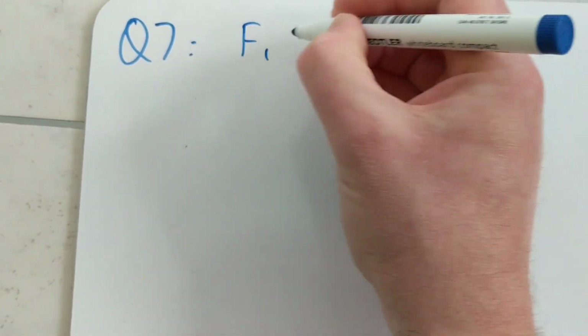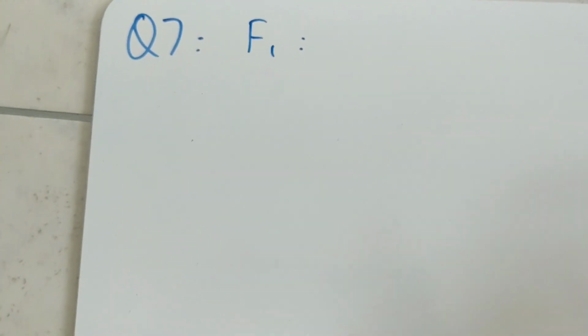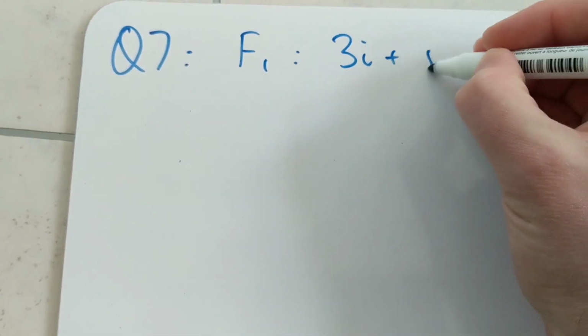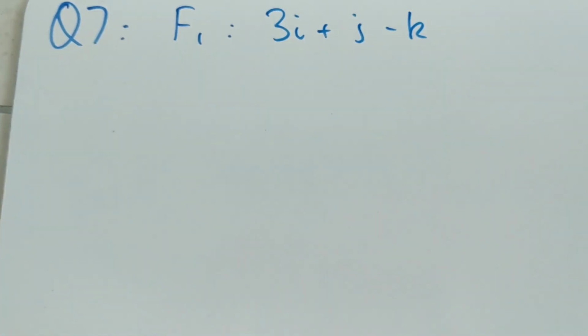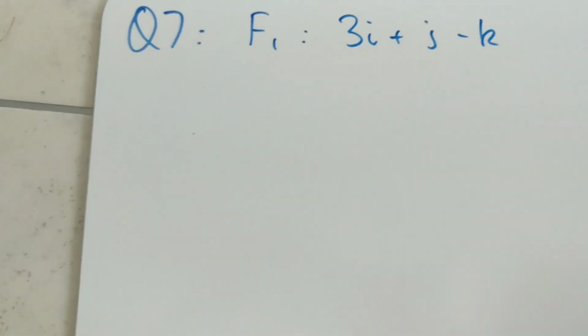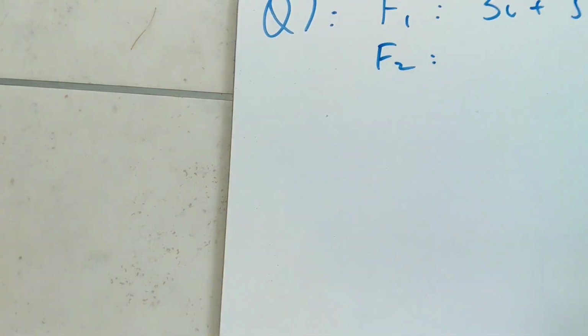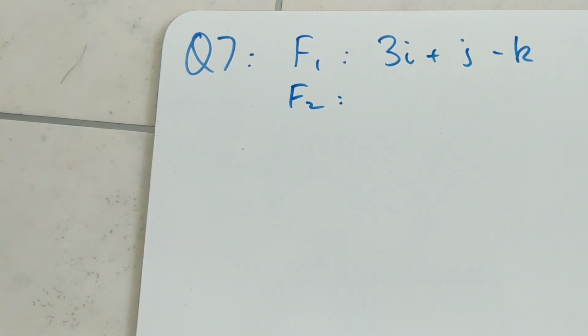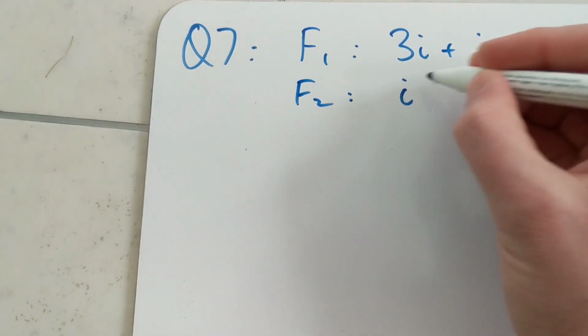There's two vectors written in i, j, k form. Now just the side of the note there, it shows you that if it was i, j and k, that was just the numbers that you'd get in each of your components. So F1 was the vector 3i plus j minus k. And F2 was the vector i plus 3j.